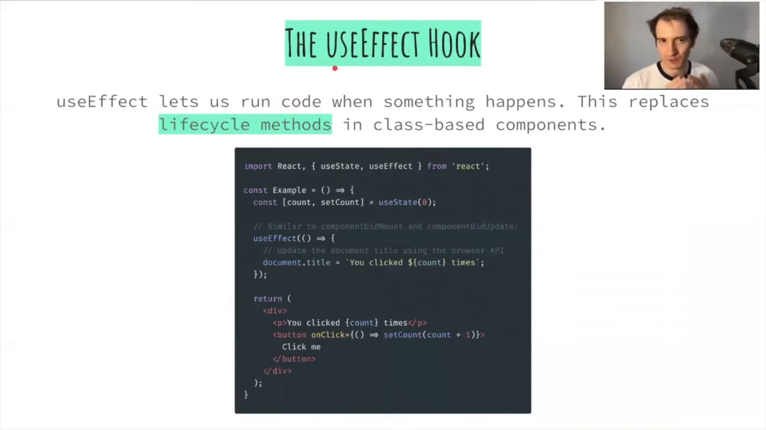Okay, the next thing I want to talk about is the useEffect hook. UseEffect essentially allows us to replace the lifecycle methods in class-based components. So these lifecycle methods are like the componentDidMount method, the componentDidUpdate method, the componentWillUnmount method. All of these methods that we sort of get given for free from React that define behavior at different stages of the component's life. We can replace all of those with something called useEffect.